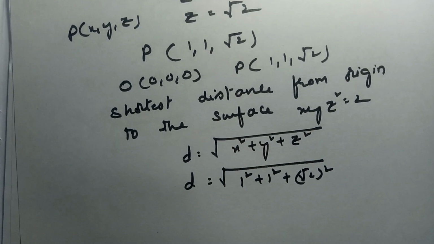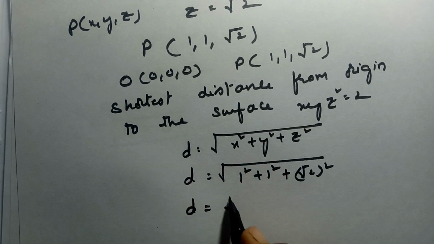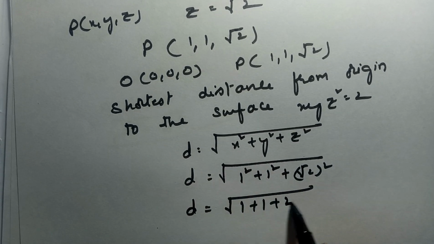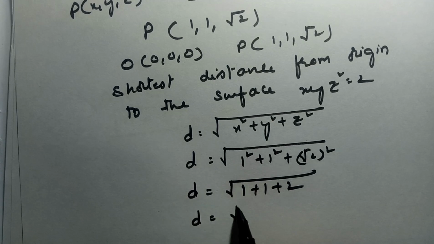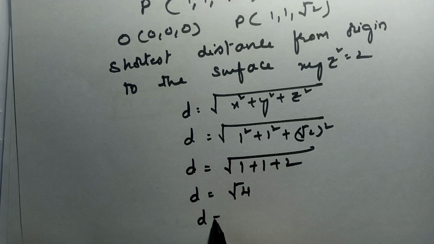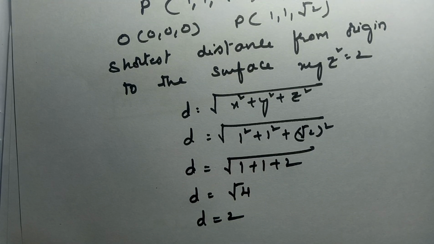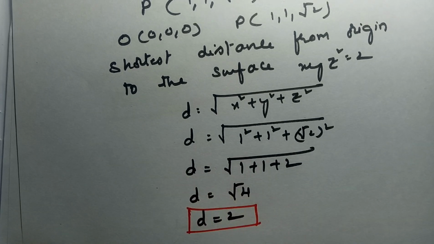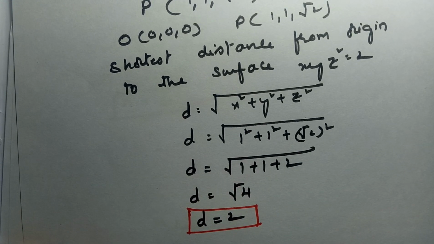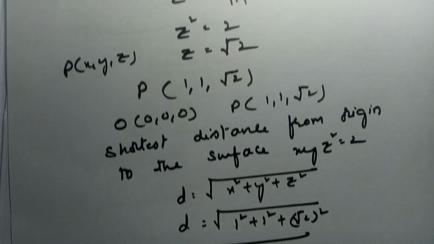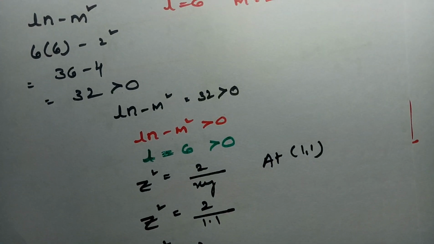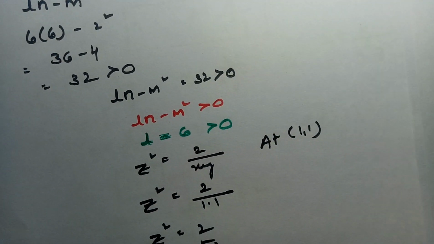So this is root 2 whole squared, and the distance d will be 1 + 1 + 2, and d is equal to root 4, and the shortest distance is 2. So our shortest distance from the origin to the point is 2. So this is how we have to solve. So don't think that it is difficult.